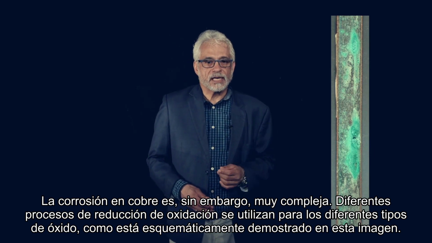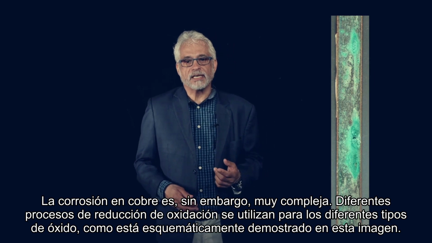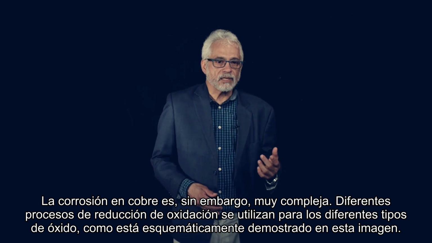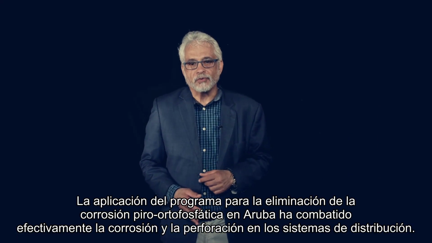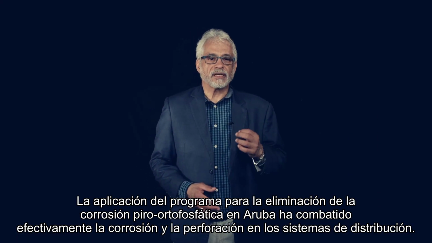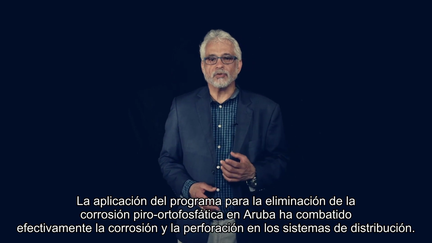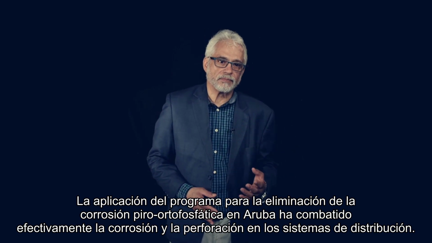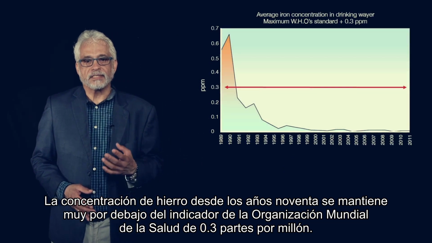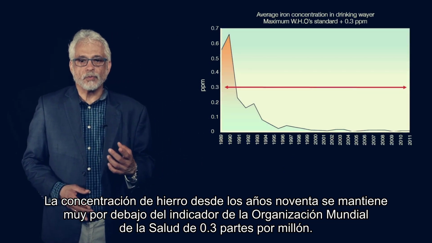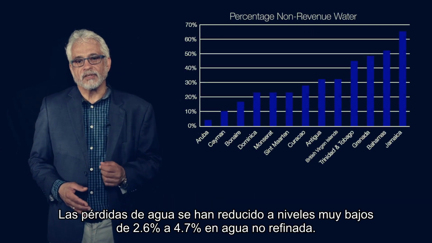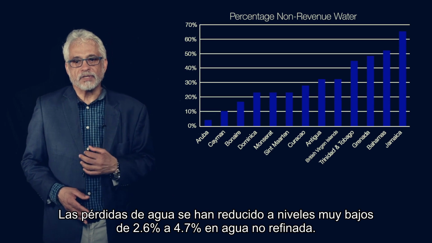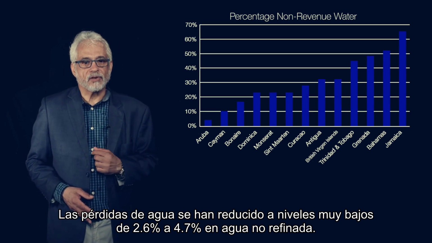Different oxidation-reduction reactions take place, forming different copper oxides and salts, as is schematically illustrated in this picture. The application of the pyro-orthophosphate corrosion inhibition program in Aruba has effectively mitigated corrosion and corrosion-induced perforation in the water distribution system. The iron concentration is, since the 1990s, far below the World Health Organization target of 0.3 parts per million, and water losses are reduced to very low levels of 2.6 to 4.7% non-revenue water.